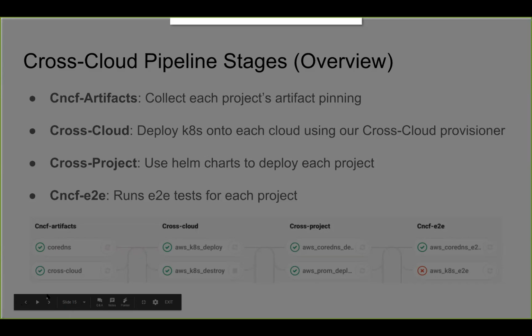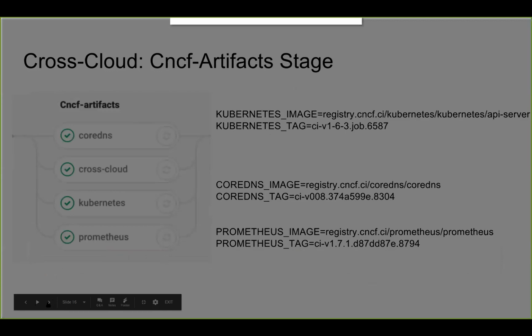Our cross-cloud pipeline stages are collect all the artifacts. How far down were we? We got to this point for the cross-cloud deployments. And after we do our cross-cloud deployment, we have a kube config that points to each of our clouds. And then we keep going one more slide. So I think we were here.